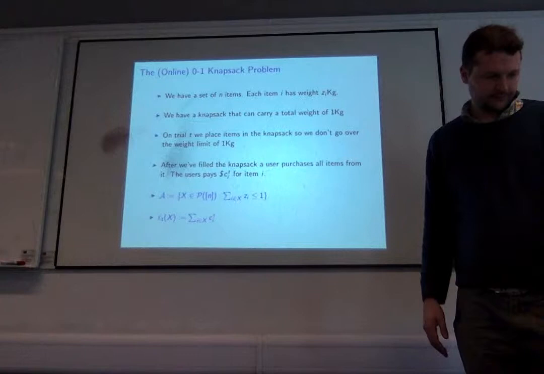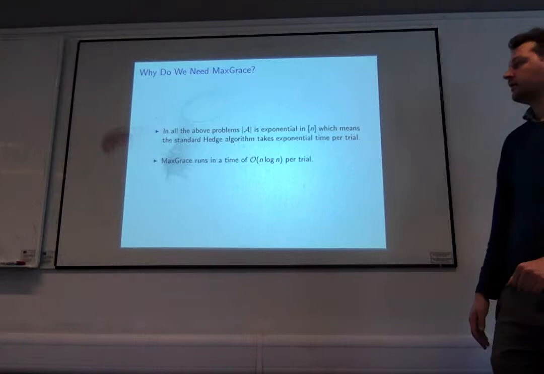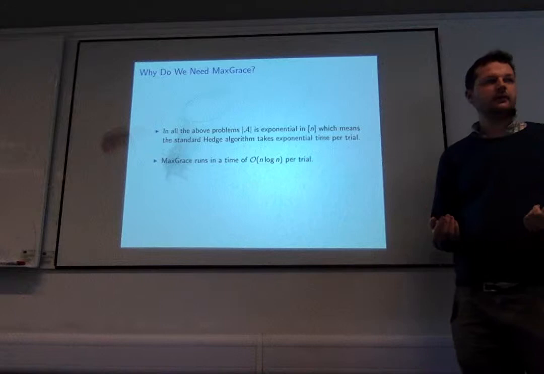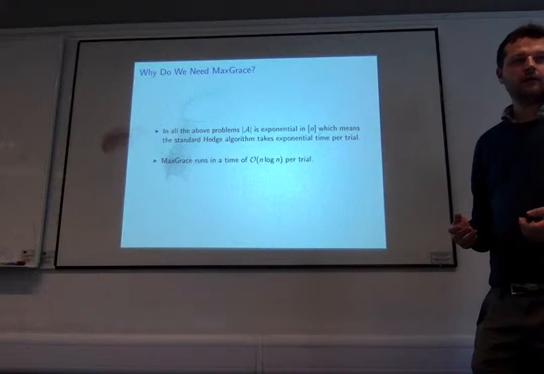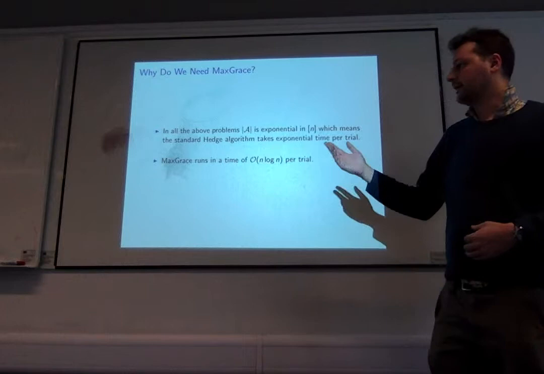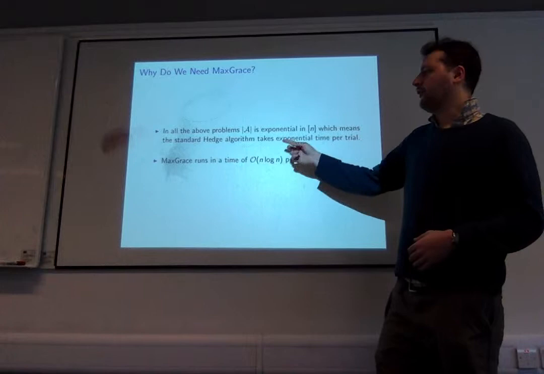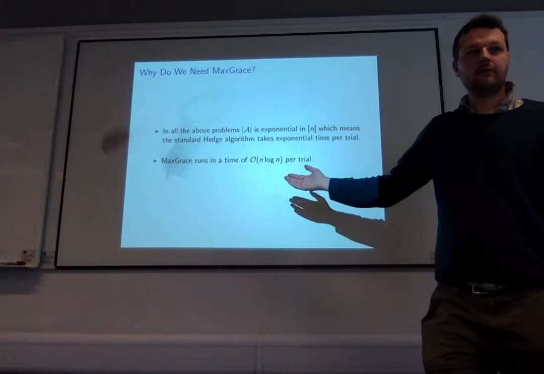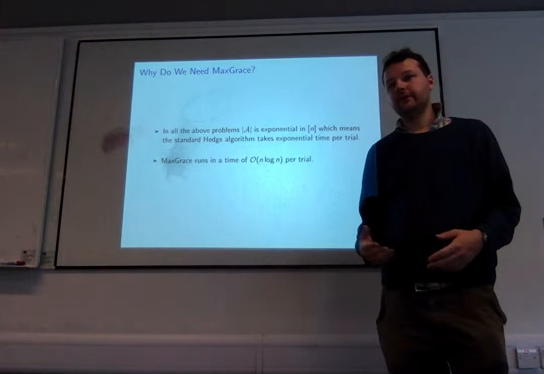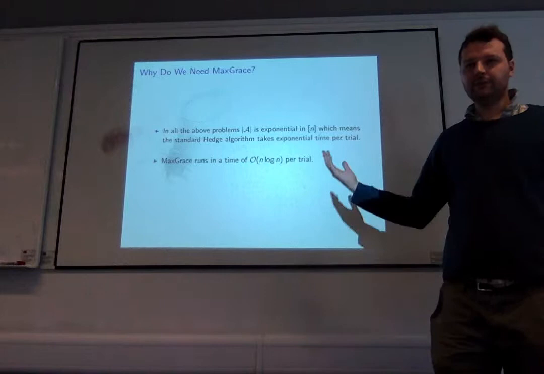So why do we need MaxGrace? In all of the above problems, the action set is a set of subsets, so it's exponential in the number of sites or items. This means a standard hedge algorithm, because there is a standard algorithm for solving a hedge problem, will take exponential time per trial, completely infeasible. So we're going to make an algorithm that doesn't perform as well as a standard hedge algorithm, but it's basically linear time per trial. And we still give theoretical guarantees showing that this is a very good algorithm, albeit not quite as good as the hedge, but the hedge is completely intractable.